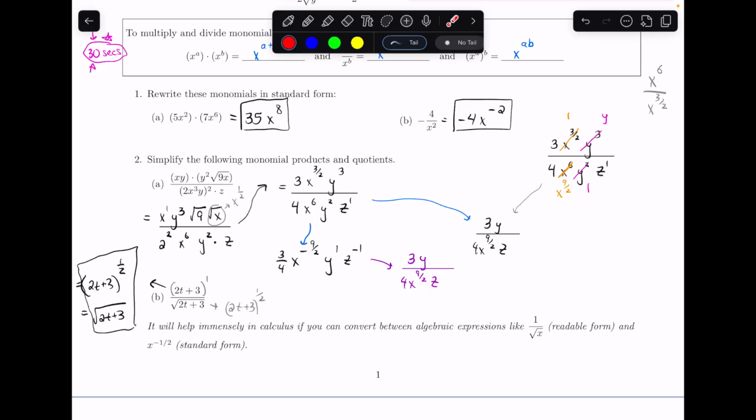So in calculus, it's going to be very helpful to be able to quickly convert between algebraic expressions written in this way. If I were to rewrite that square root of x as x to the 1/2 and bring it up to the top so that I get x to the negative 1/2, to be able to quickly go back and forth between the two.